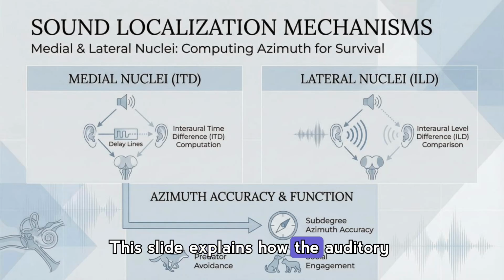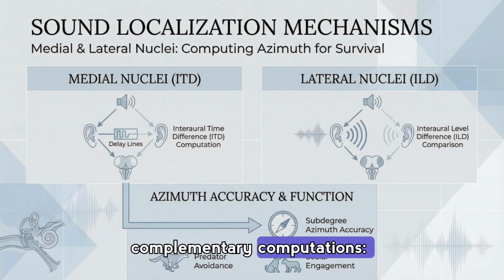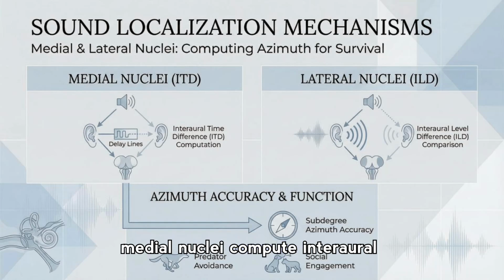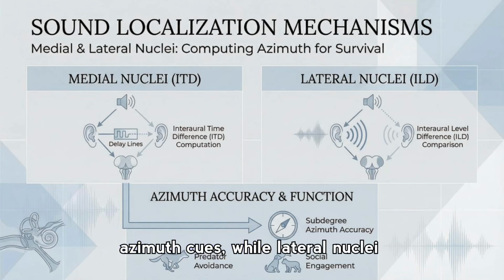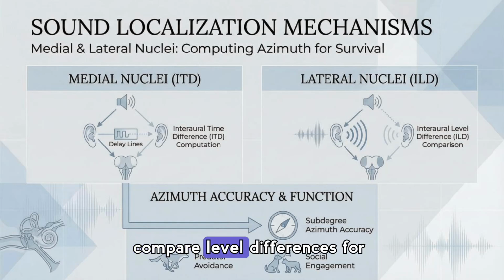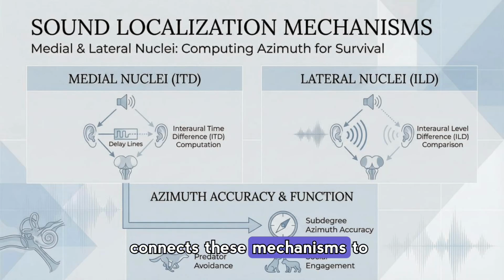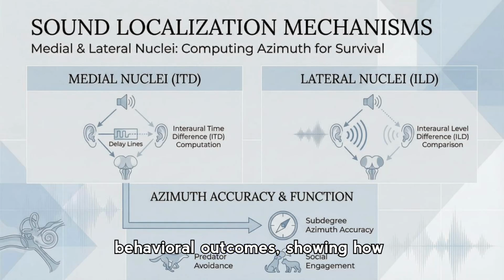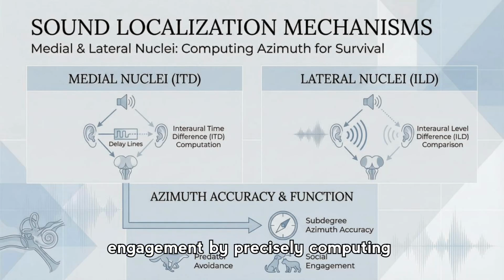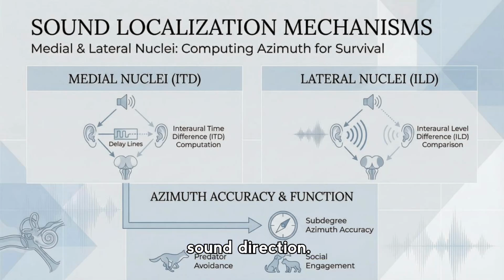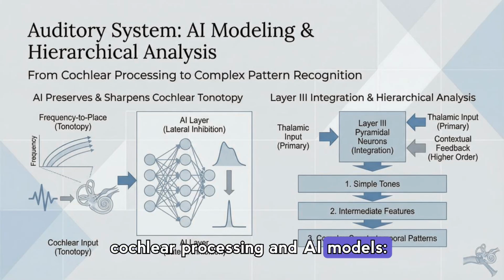This slide explains how the auditory system localizes sound using complementary computations. Medial nuclei compute interaural time differences for low-frequency azimuth cues, while lateral nuclei compare level differences for high-frequency cues. The schematic connects these mechanisms to behavioral outcomes, showing how subdegree accuracy supports predator avoidance and social engagement by precisely computing sound direction.